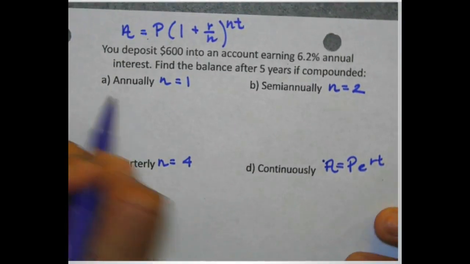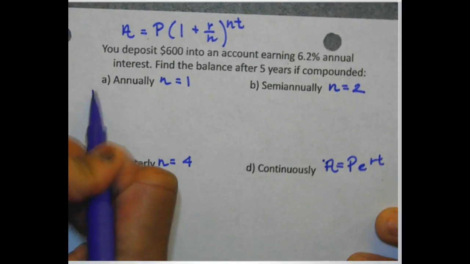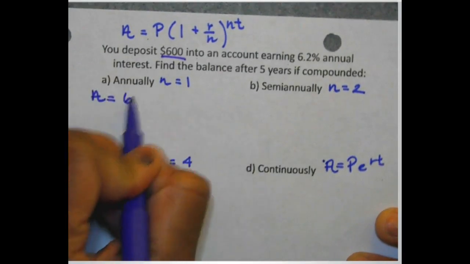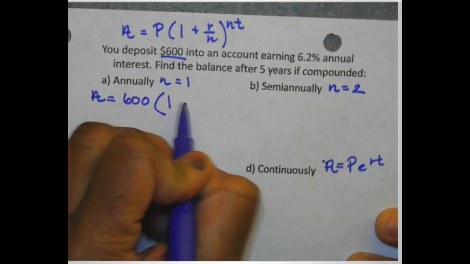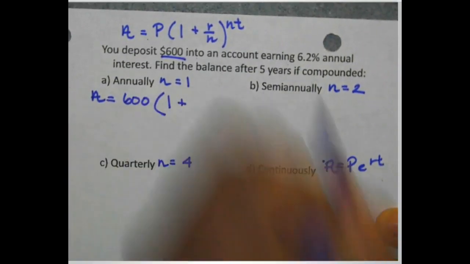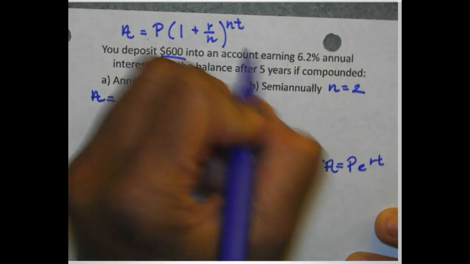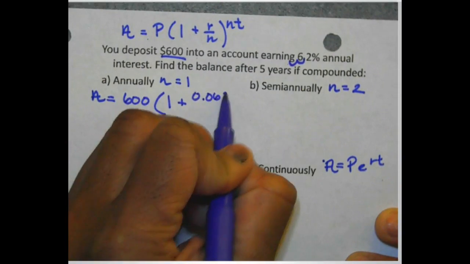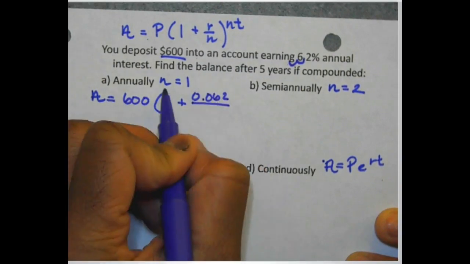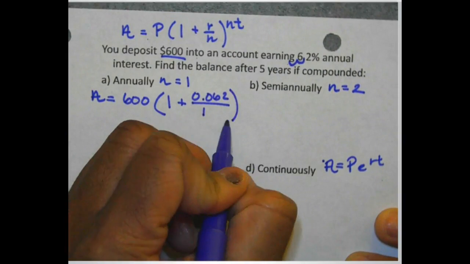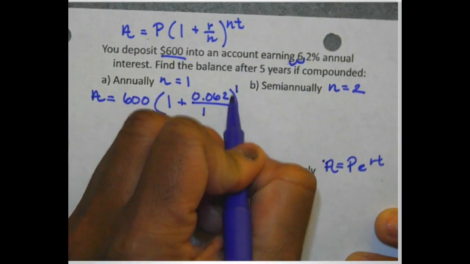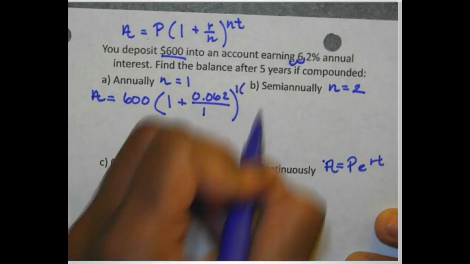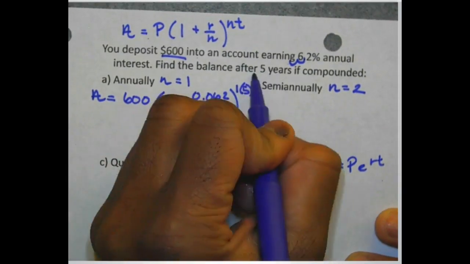So for letter A, annually, the amount that I'm going to get is the principal, which was $600, times (1 plus r). What's my rate? 6.2. No, I'm going to write it as a decimal, so I'm going to move it over twice: 0.062 over n. How many times? Well, for annually, it's just 1. And then 1 is my n, t for my exponents. What was my t? 5 years, it said. So times 5.